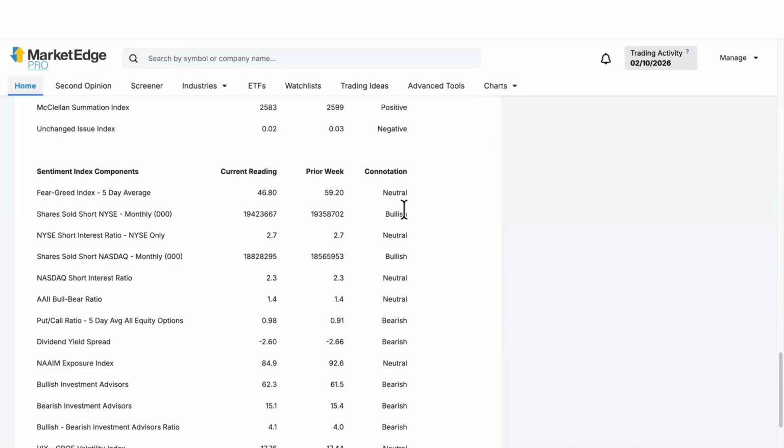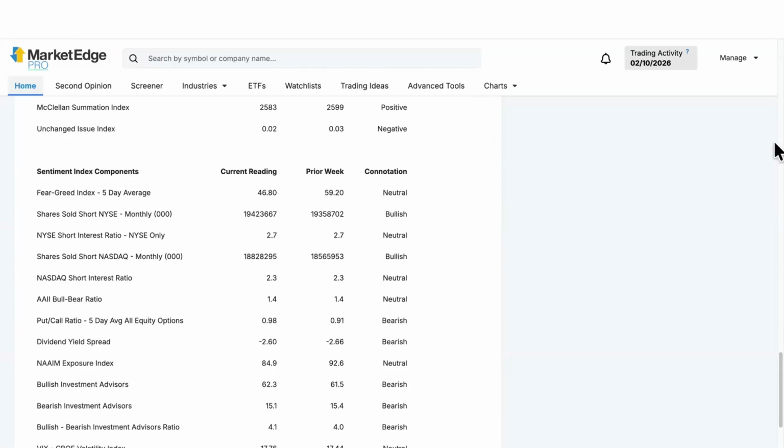And then the connotation. So, for example, the Fear and Greed Index, this is as of February 7th, 2026. It's 4680. It was 5920. Who cares? It's regarded as neutral. Okay. Conversely, there's the number of shares sold short on the New York Stock Exchange, up a little bit from the prior month's reading. So that would be bullish. And you go right down the list.